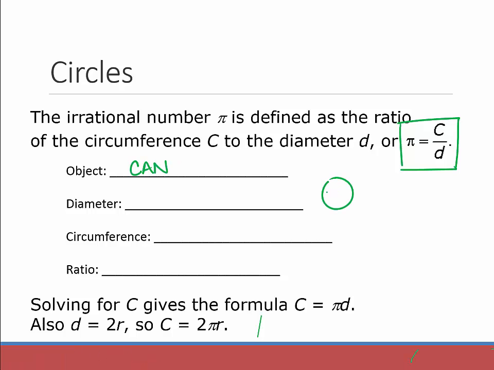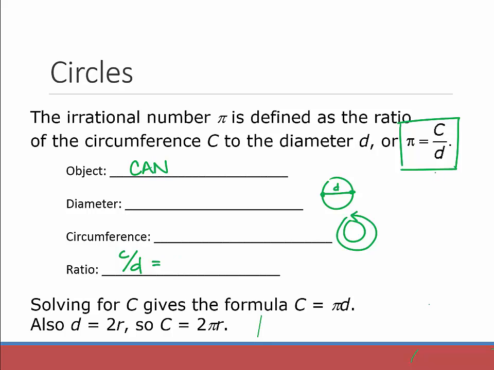So in your soda can, you would take this distance right here, find your diameter. And then I want you to find the circumference. So you got to measure all the way around. You can do that with a rope or a string or something, and then put it on a ruler and find the distance. And then I want you to find the ratio. So take the two numbers that you found and do circumference divided by diameter and see what you get out.